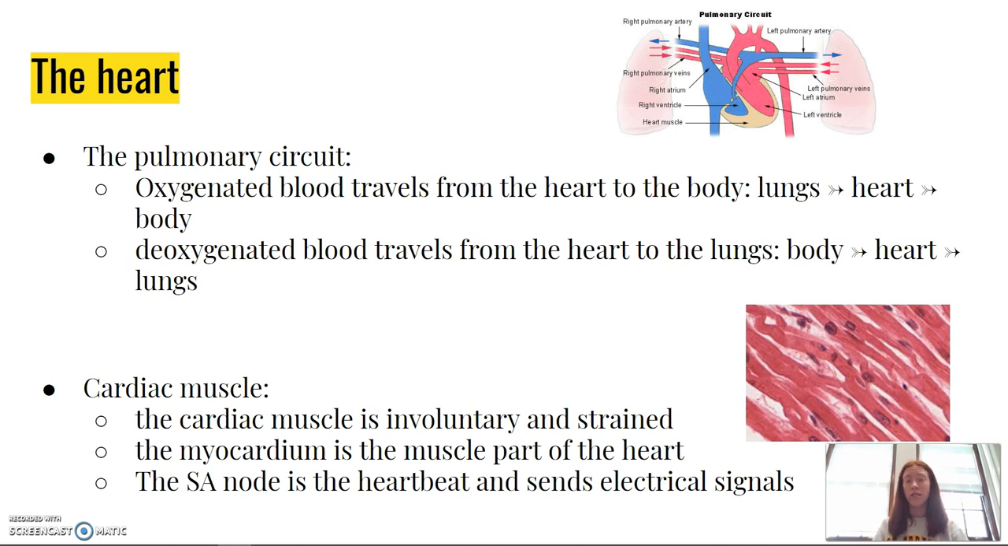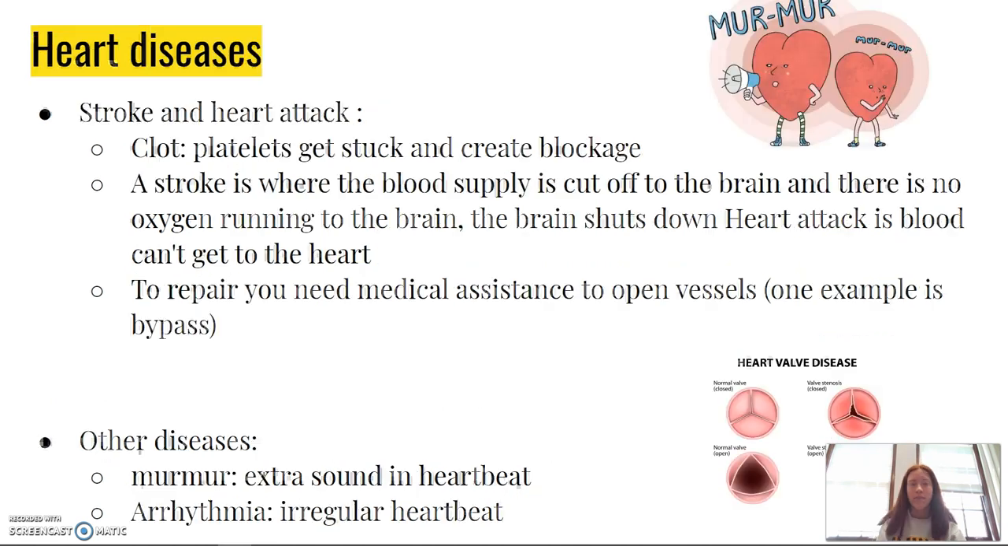The heart is also a muscle known as the cardiac muscle. The cardiac muscle is involuntary and it is striated. The myocardium is the muscle part of the heart, and the SA node is the heartbeat that sends electrical signals to the heart through the body. And there's also a picture of the pulmonary circuit, and there's also a picture of the cardiac muscle on this slide. Now we will talk about heart diseases.